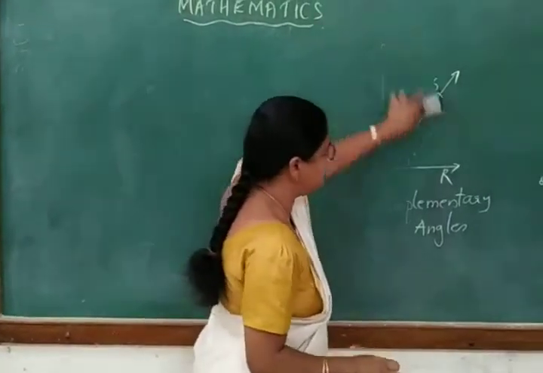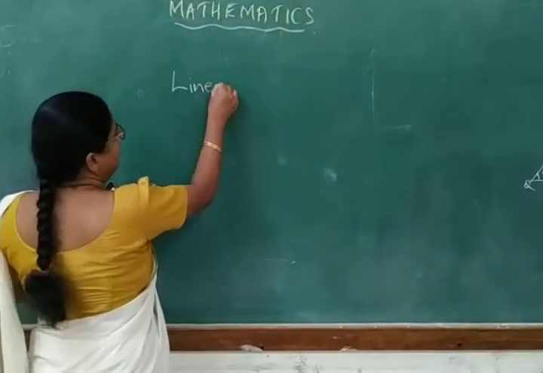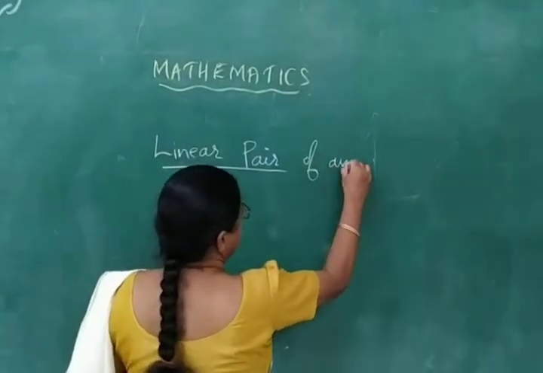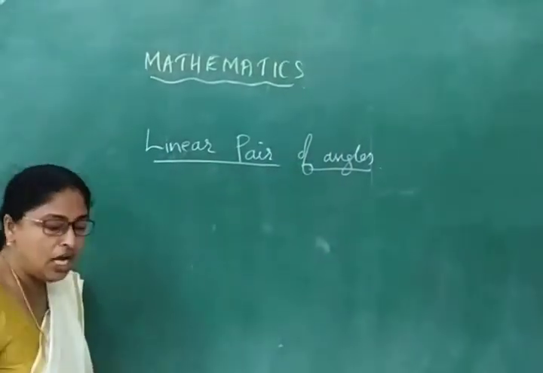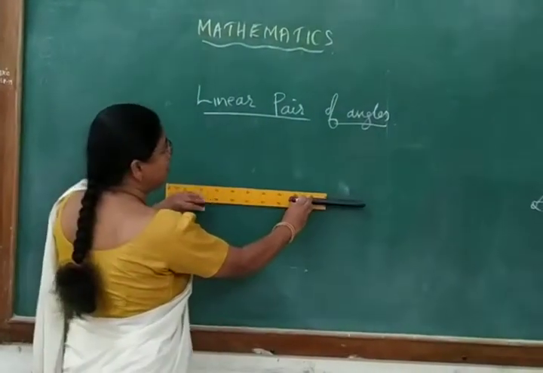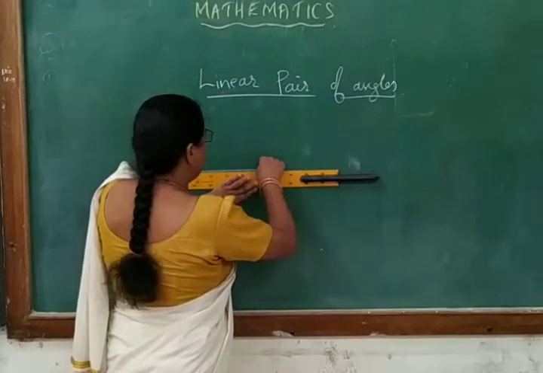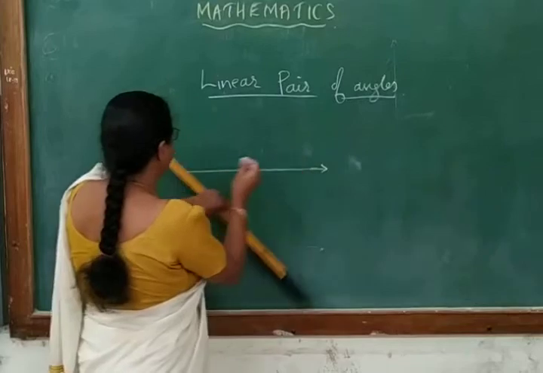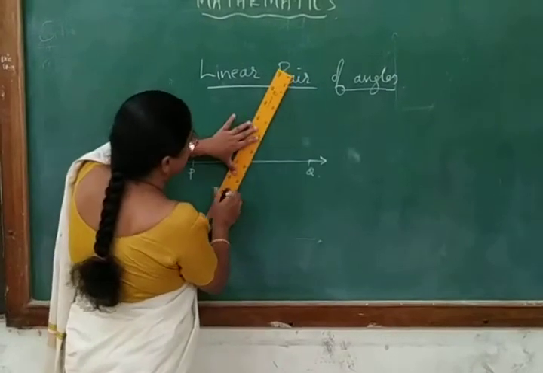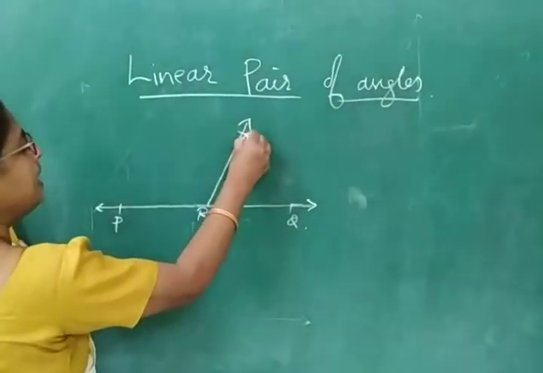Now, today we will study something a little different, that is called linear pair of angles. Pair means you know that there should be two angles. What are the conditions required for a pair of angles to be a linear pair? Let us draw one line here. Give the name P, Q. Let me draw one more ray. Give the name R, S.